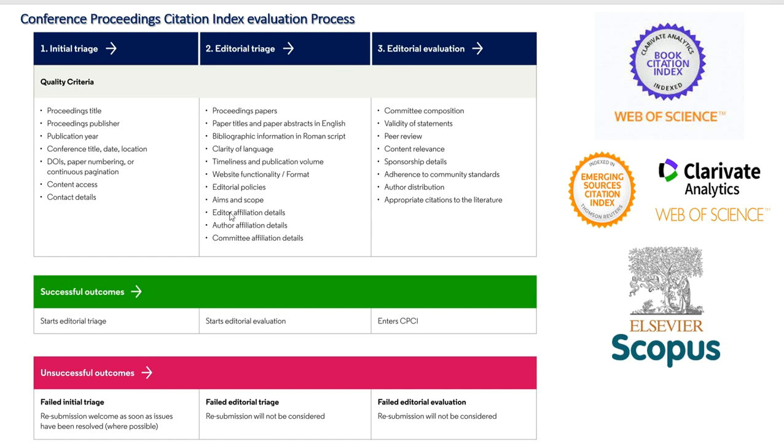After that, it finally appears successful. After completion of three stages, it finally comes under successful outcomes. Then the editorial stage starts, then editorial evaluation starts. Then it finally enters CPCS, and then finally comes the outcome, like an online publication outcome.